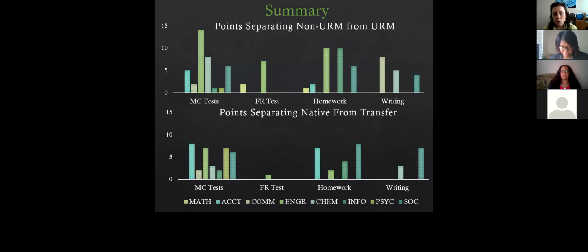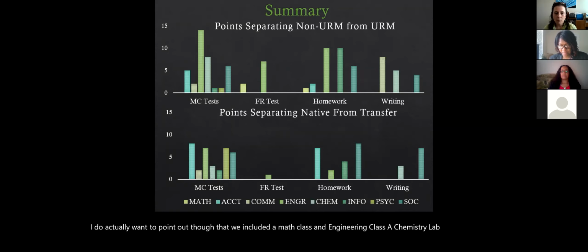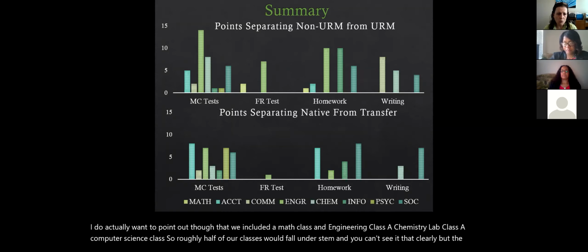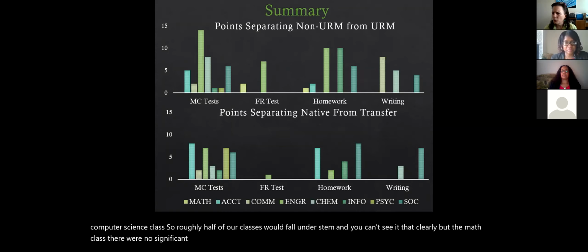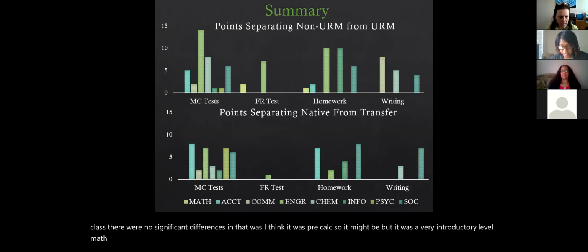I do actually want to point out though that we included a math class, an engineering class, a chemistry lab class, a computer science class. So roughly half of our classes would fall under STEM. You can't see it that clearly, but in the math class, there were no significant differences. That was I think pre-calc, a very introductory level math class. The chemistry class, the writing, there were not significant differences, and I think in the testing there were.